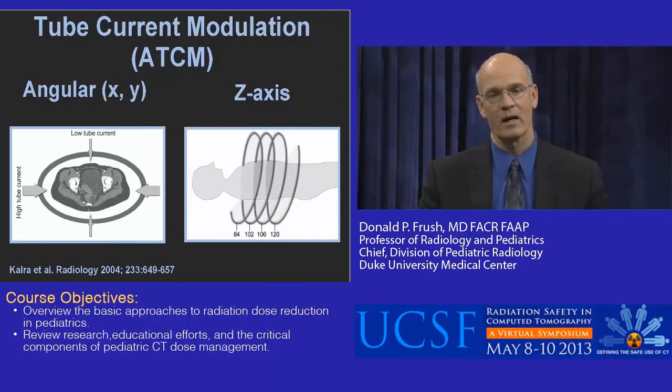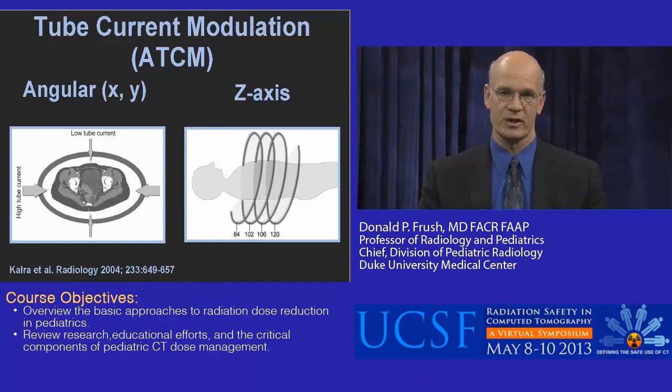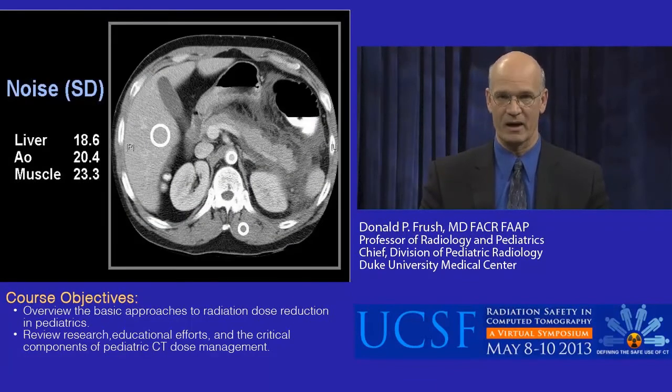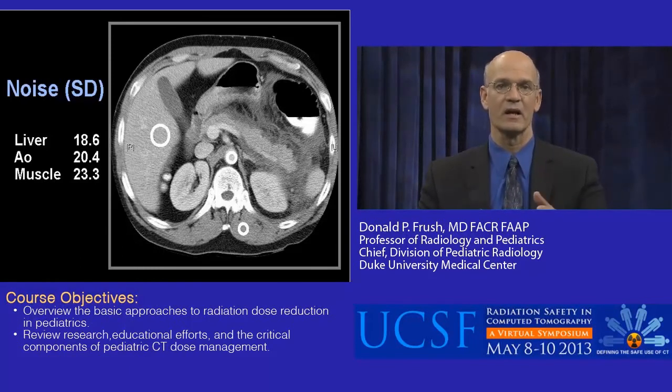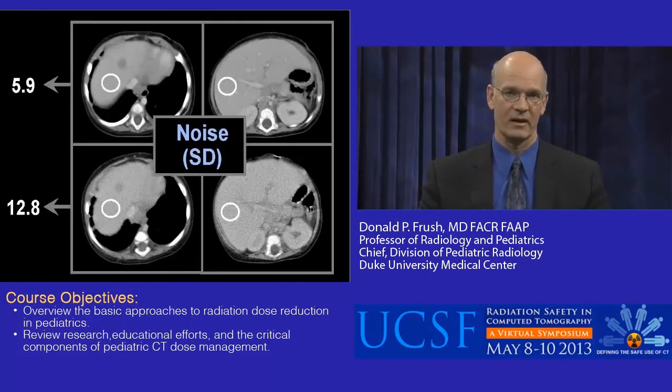But I want to make a point, and that is children's acceptable noise may be quite different from adults. This is an adult with pancreatitis, and you can see that the Hounsfield units here taken, they averaged about 18 to 20 Hounsfield units. But in a child that had liver lesions on 2 separate scans, you can see the image quality varies significantly with a lower noise.